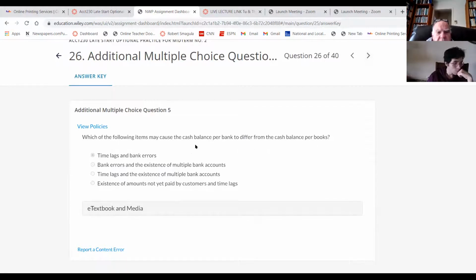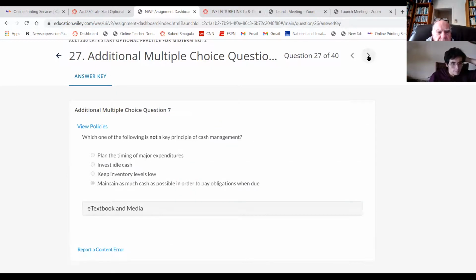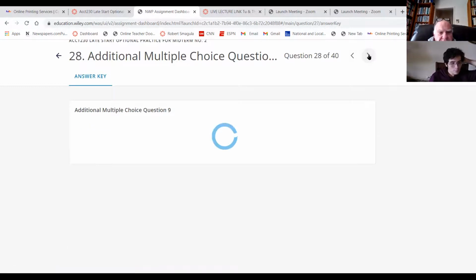Which of the following items may cause the cash balance per bank to differ from the cash balance per books? Time lags, remember that? The deposits in transit and the outstanding checks. Which one of the following is not a key principle of cash management? It's good to plan the timing of the spending. It's good to invest idle cash. It's good to keep inventory low. Maintain as much cash as possible in order to pay up. That's ridiculous. So that one is wrong, which makes it right.